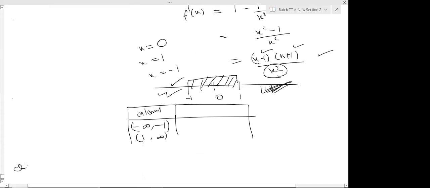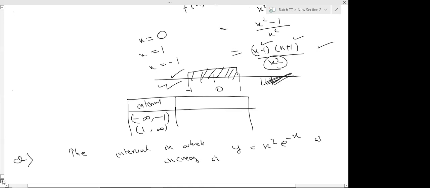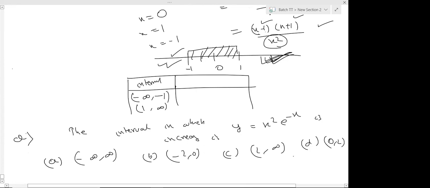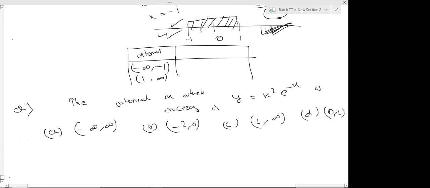All right, another question. The interval in which y equals x square into e to the power minus x is increasing is, and they have given you four options: minus infinity to infinity, minus 2 to 0, 2 to infinity, 0 to 2. Try to solve this one. Again, differentiate, find the intervals, critical points. All right. Resolve this.